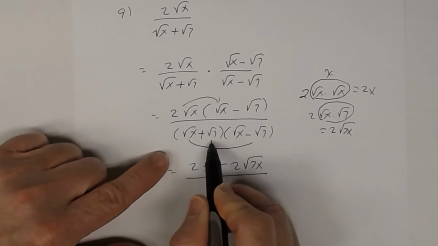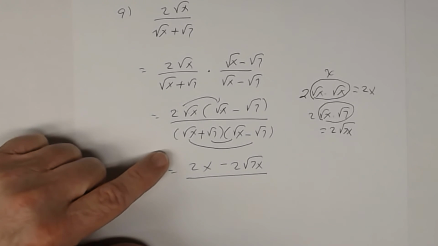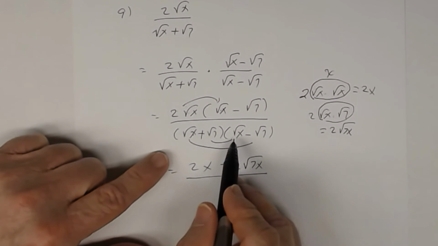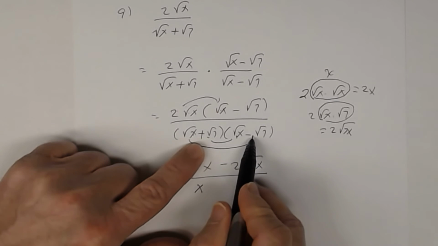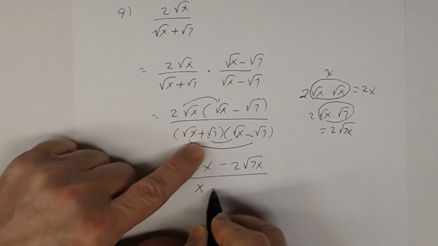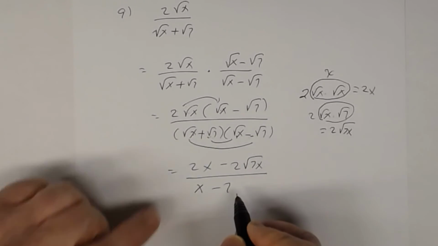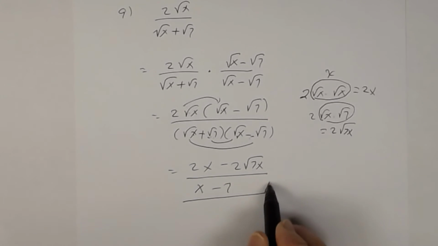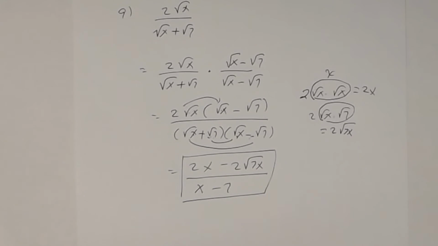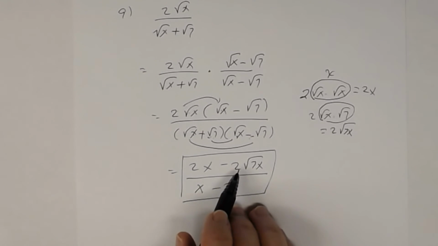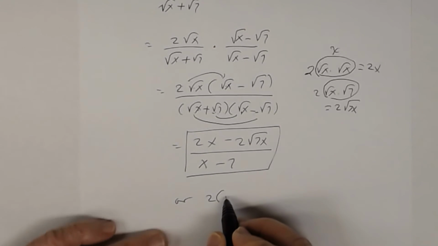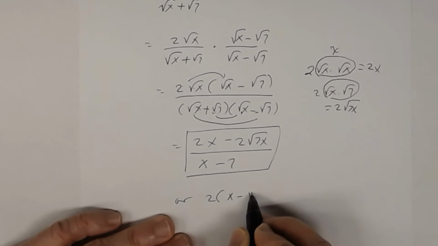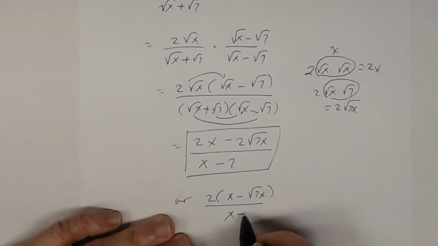So the outer and the inner will add up to be 0. The square root of x times the square root of x is x. The last, a positive times a negative is a negative. The square root of 7 times the square root of 7 is 7, and that's all you can do. Cannot reduce this at all. You cannot simplify this. You may say, well, could you factor out a 2? Sure you can. You could factor out the 2, and there's nothing wrong with that. You could say 2 times x minus the square root of 7x divided by x minus 7.